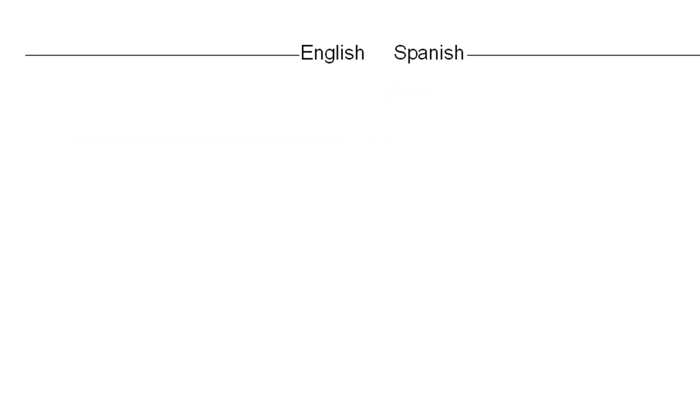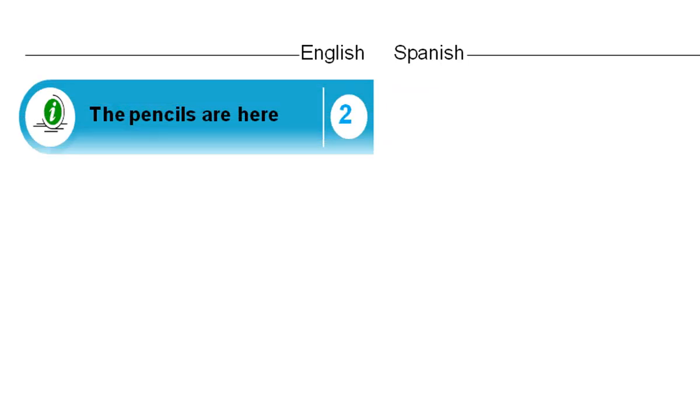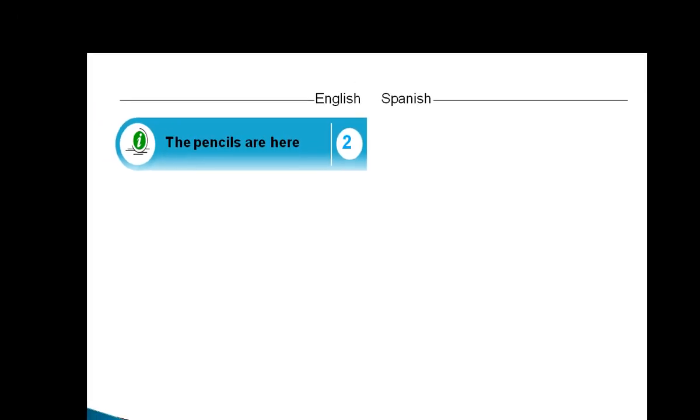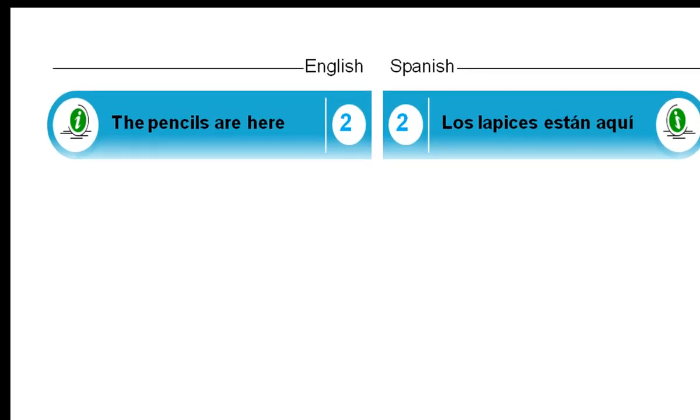Next one, the pencils are here. Lápiz is the term for pencil, and for pencils, we'll just say lápices, and el will become los lápices, and we are talking about multiple objects. So it would be ustedes form of estar, están. So the translation is los lápices están aquí. The pencils are here.